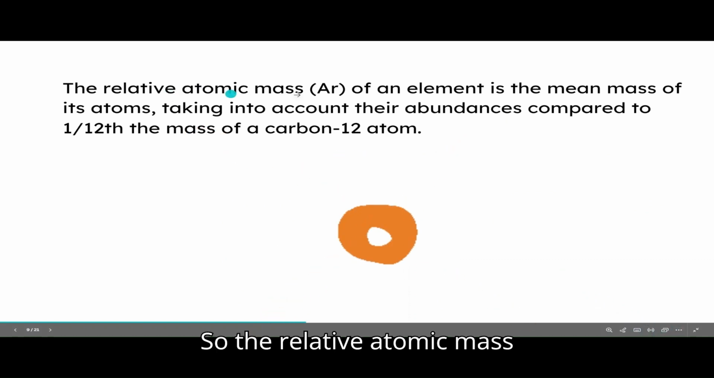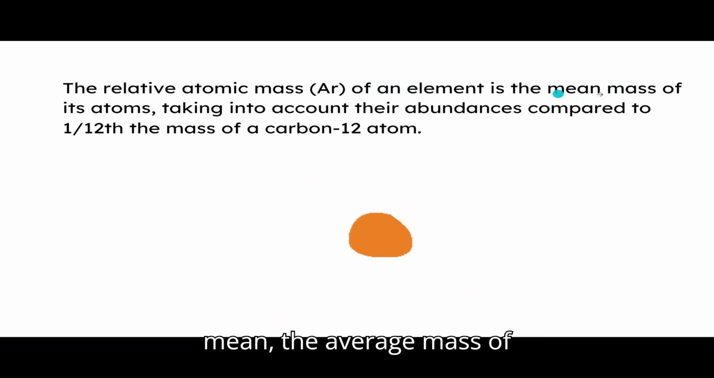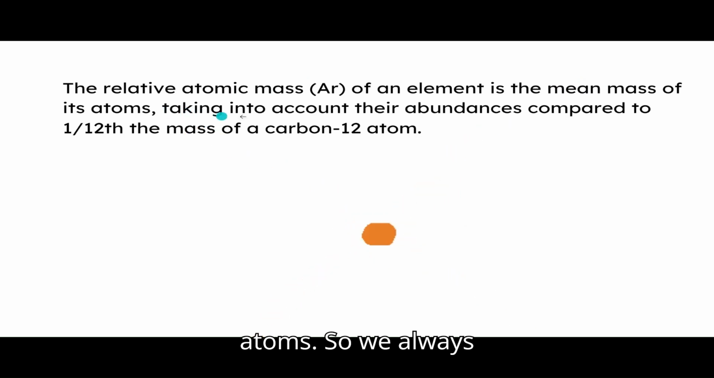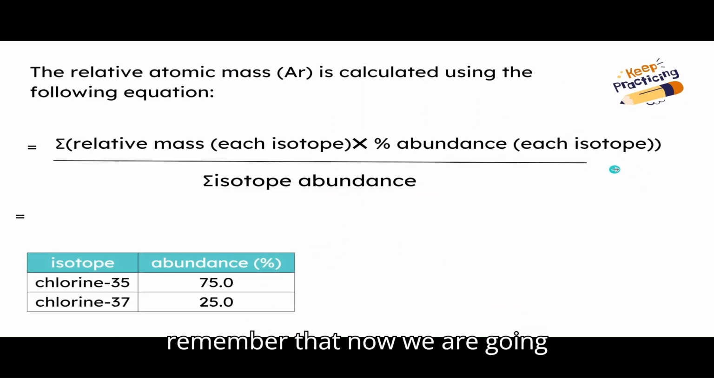So the relative atomic mass, Ar, of an element is the mean, the average mass of atoms. We always compare it to 1/12 of the mass of a carbon atom, so a carbon 12 atom. Just a little bit of terminology for you there so that you can remember that.